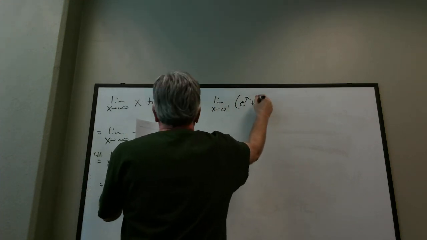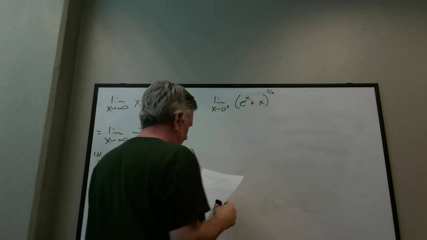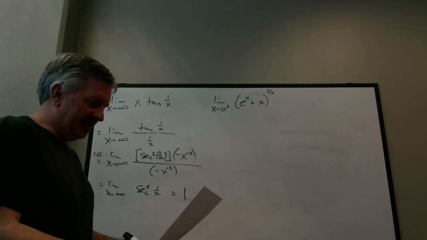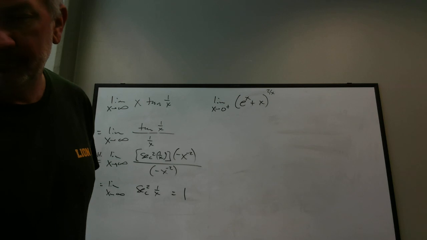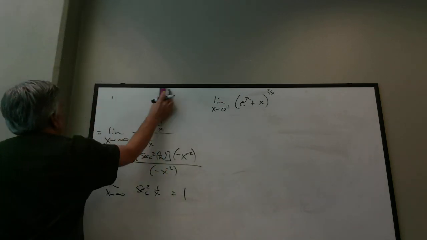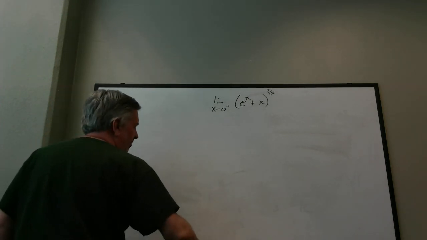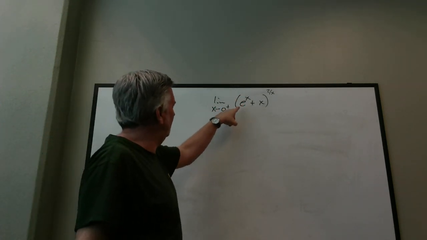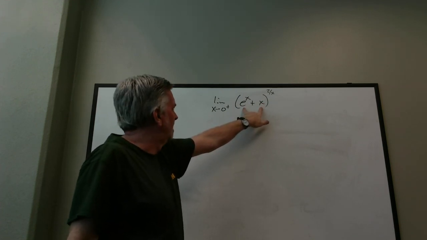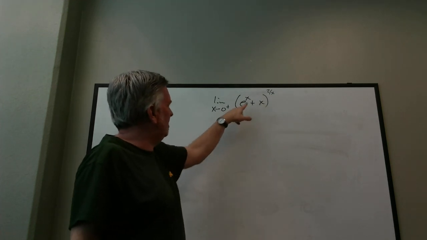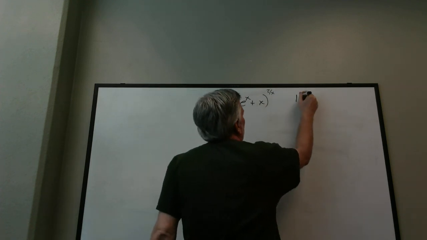of e to the x plus x, to the 2 over x. Wow. It says identify the type of indeterminate form and then evaluate the limit. Okay, so if x goes to 0, what type of form do we have? When x goes to 0, e to the x, e to the 0 is 1, plus 0 is 1. So the inside of the parentheses is heading to 1. But 2 over x, when x goes to 0 from the right, is 2 divided by a tiny, tiny number, that's huge. So this is a 1 to the infinity form.